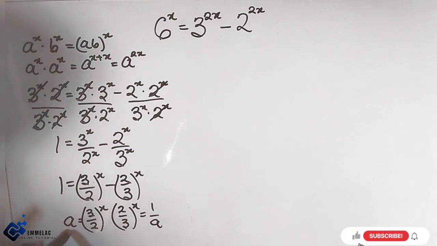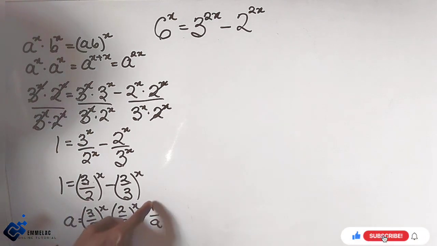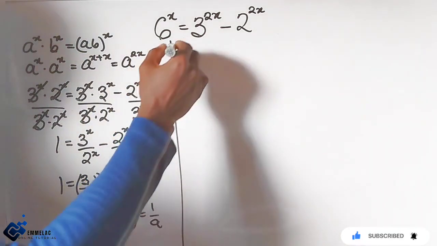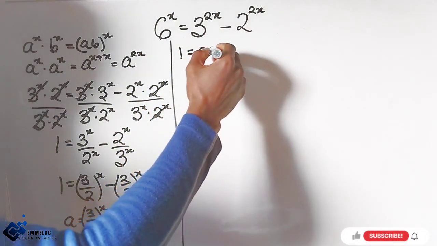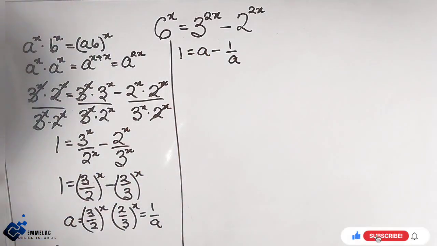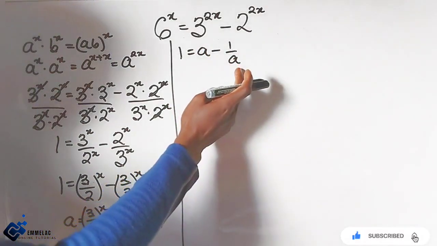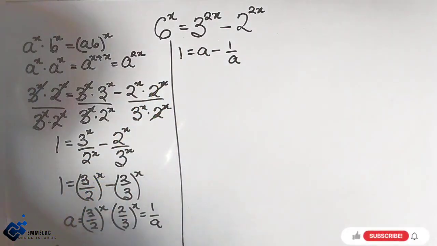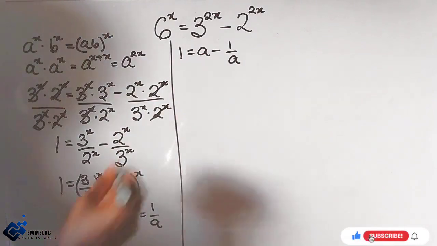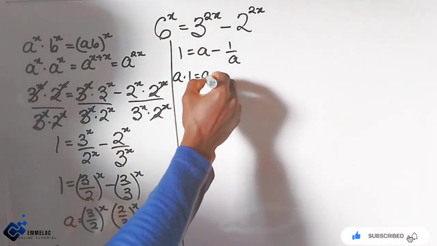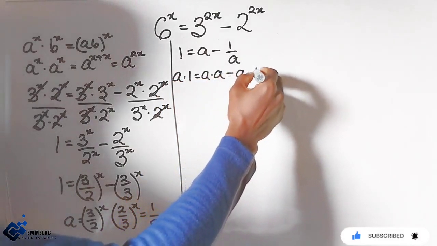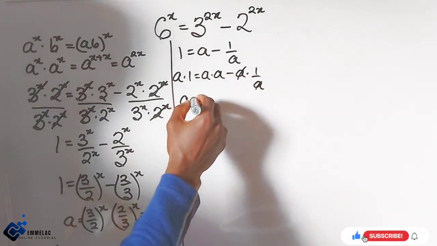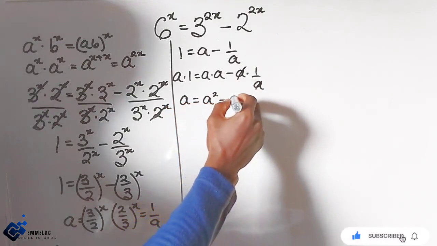Now if we plug in a for this, and 1 over a for this into the expression, we now have 1 equals a minus 1 over a. Here we see we have a fraction, an unknown and 1, so let us make this a linear expression by multiplying everything by a. So you have a times 1 equals a times a, minus a times 1 over a. This we eliminate, and we are left with a equals a raised to the power 2 minus 1.